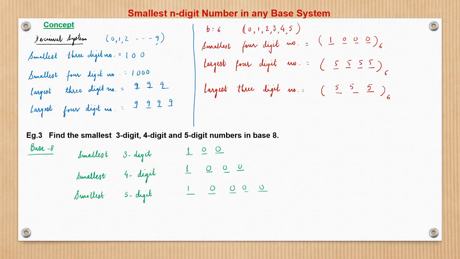Even the previous problem we can convert into base 10. This is in base 8, so this is nothing but 8 square, this is nothing but 8 cube, this is nothing but 8 to the power 4. So this basically we are converting to base 10, right?